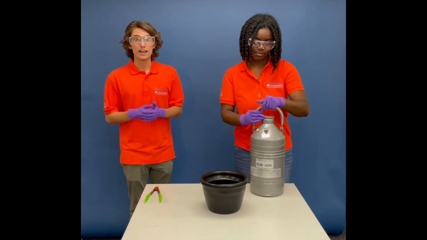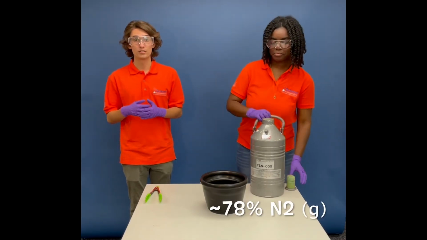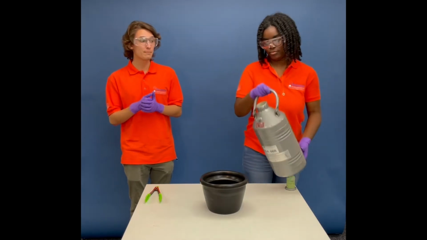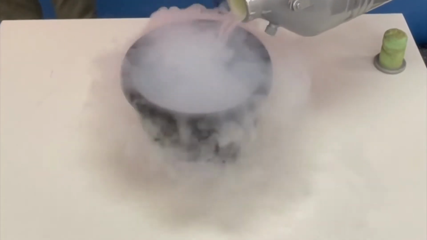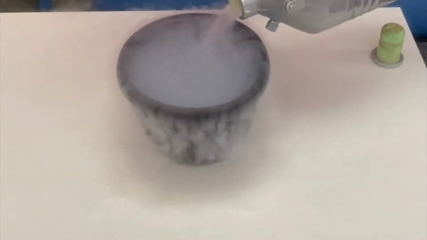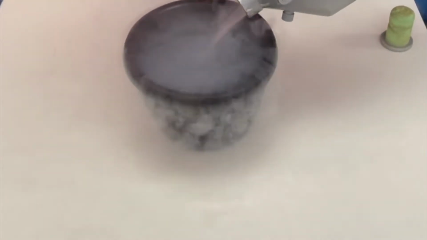A cool thing about nitrogen is it is actually the most common gas in the air that we breathe. So all of the air around us is about 80% nitrogen. This nitrogen is liquid. We cooled it down a lot. It's about 300 degrees below zero. That way it is in a liquid form, so it's a lot colder than in the air around us.